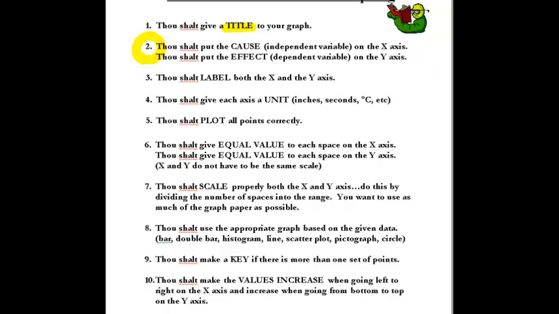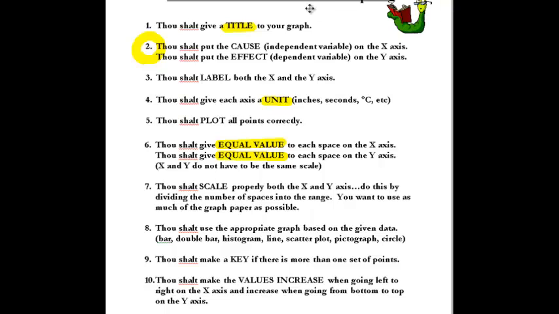Of course, we're going to label both the x and y-axis. We need to give a unit to each of those, and we talked about that a little bit yesterday. The fact that you need inches or degrees Fahrenheit or dollars or thousands of people. We're obviously going to plot our points correctly. This is very important too. We have to give equal value to each space on the x and y axis.